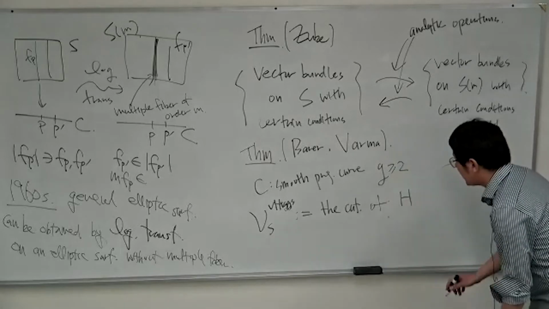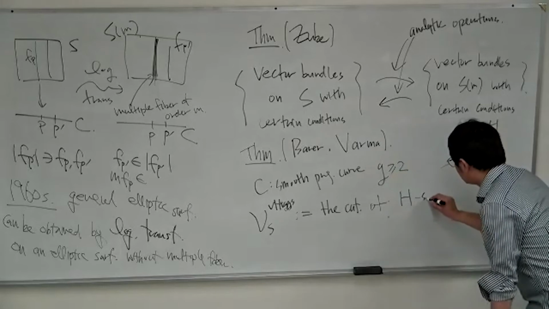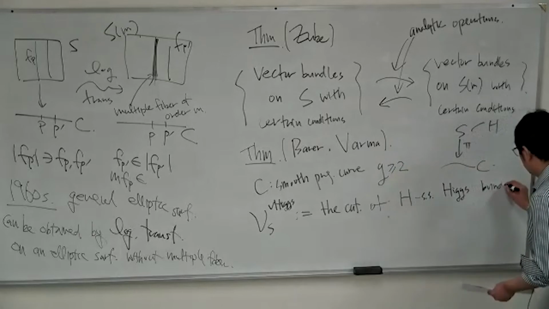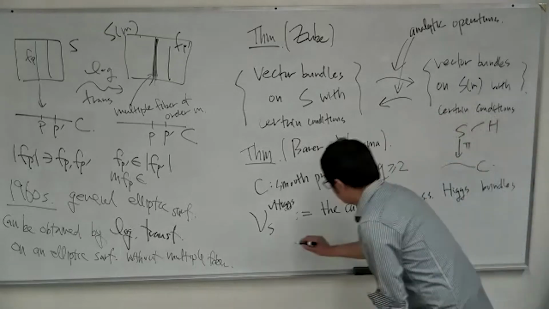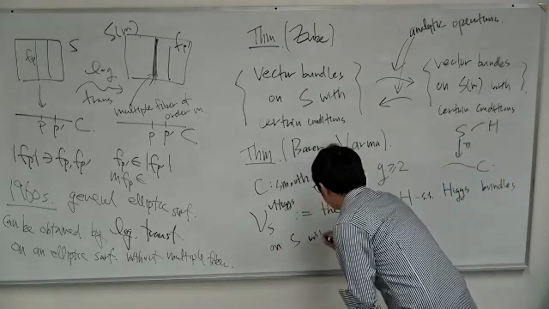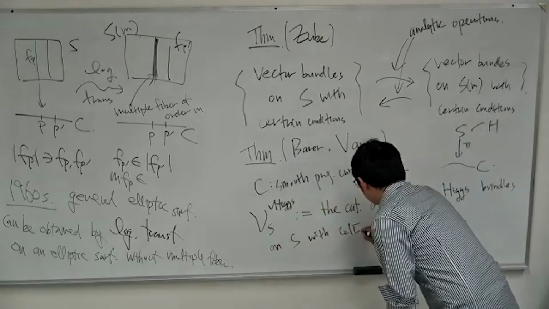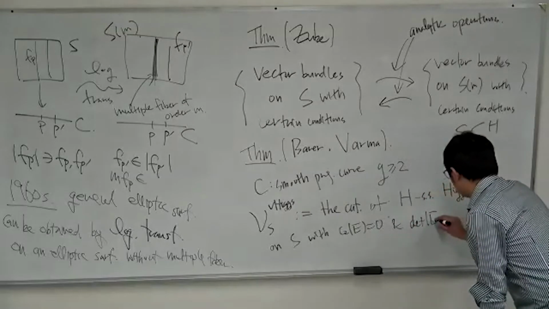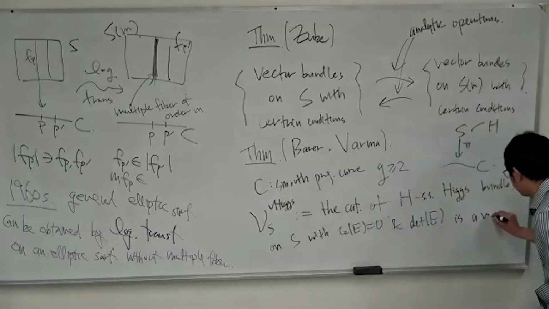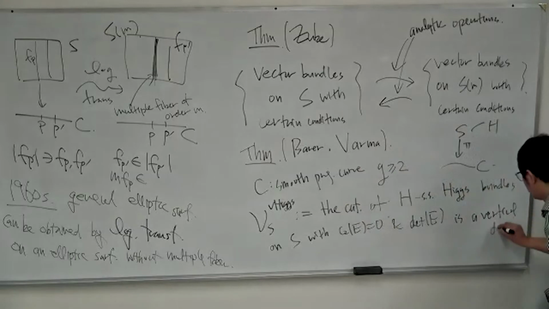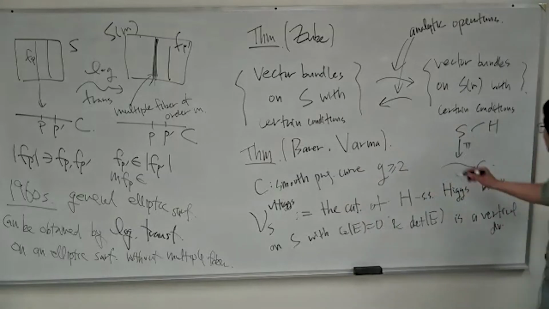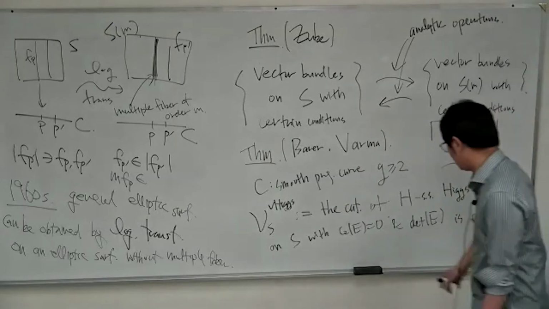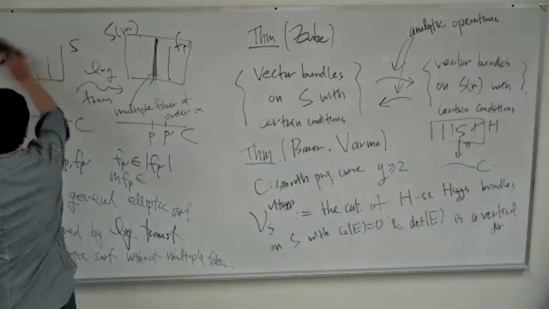Then I consider some category of H semi-stable Higgs bundles on S with the second Chern class trivial, and the determinant is a vertical divisor. Vertical divisor means that this determinant is a line bundle and it's supported on this fiber. That's the definition of this vertical divisor.